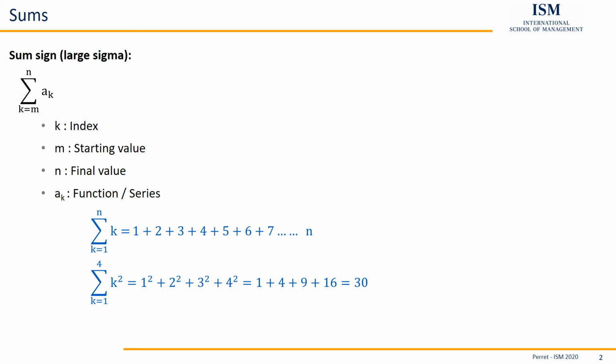So then we can simply evaluate the results. So 1 squared plus 2 squared plus 3 squared plus 4 squared, or 1 plus 4 plus 9 plus 16. And we get 30, which then is the result of this sum. And well, that's all there is to sum signs.